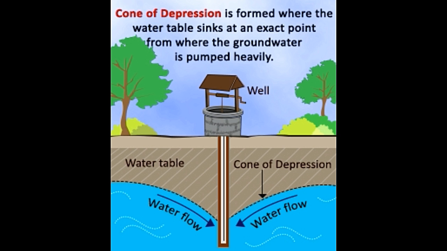You must have noticed the straw in your juice or milkshake. What happens when you suck out the drink with it, till no juice remains in the container? A dimple is formed around the straw. That is how a cone of depression is also formed.